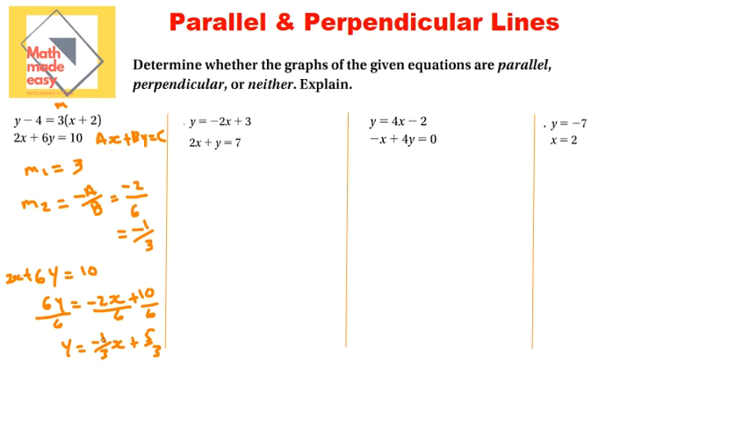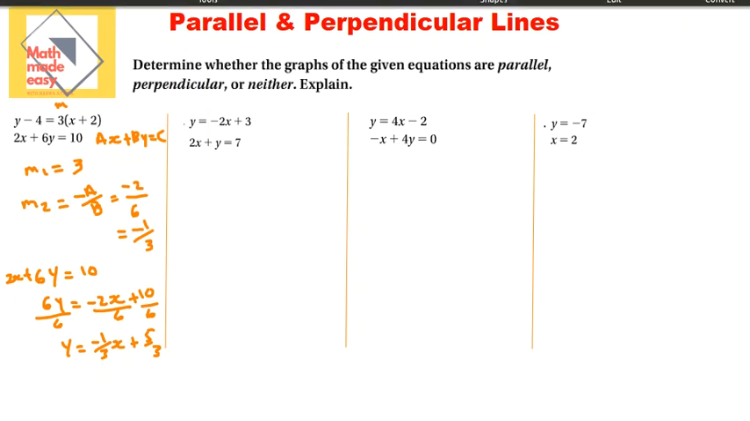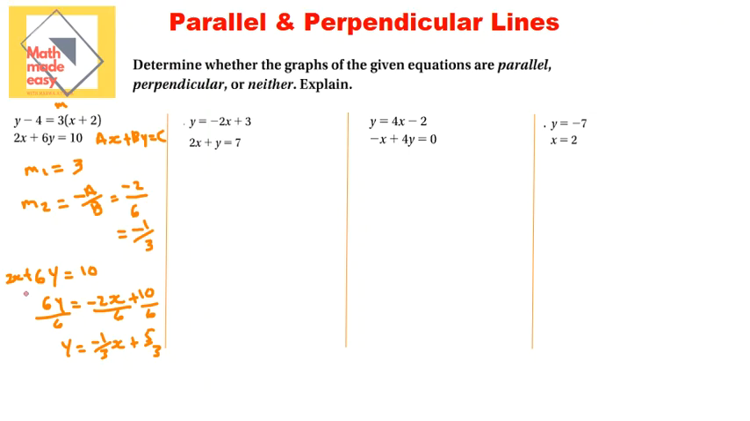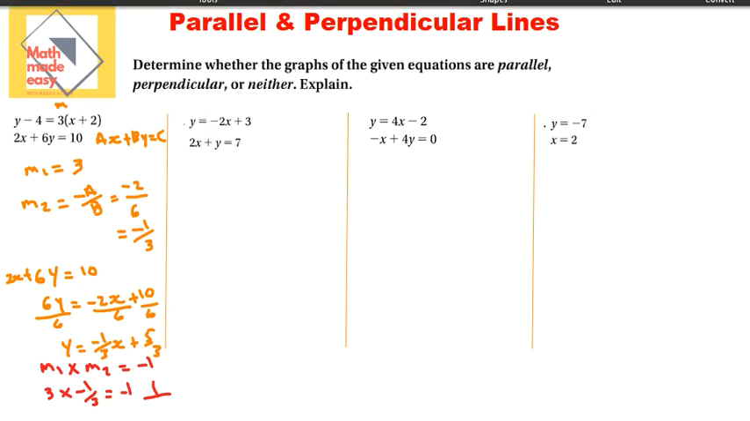Now we can see here that m1 and m2, if you multiply them together, you get negative 1. And we can see that 3 is the negative reciprocal of negative 1 over 3. So I can tell for this question that m1 multiplied by m2 is equal to negative 1. Why? Because 3 times negative 1 over 3 is negative 1, so the lines are perpendicular for this case.